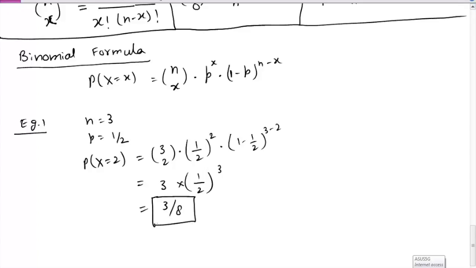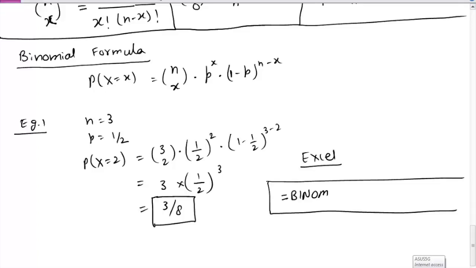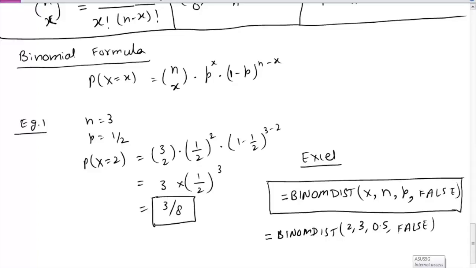You can also use an Excel function to do this calculation. You start by typing equals. For any function we start with an equal sign and then you write BINOM.DIST, for binomial distribution. The first number you put is x, then n, then p, probability, and then you put false for cumulative. So 3 by 8 is the answer.